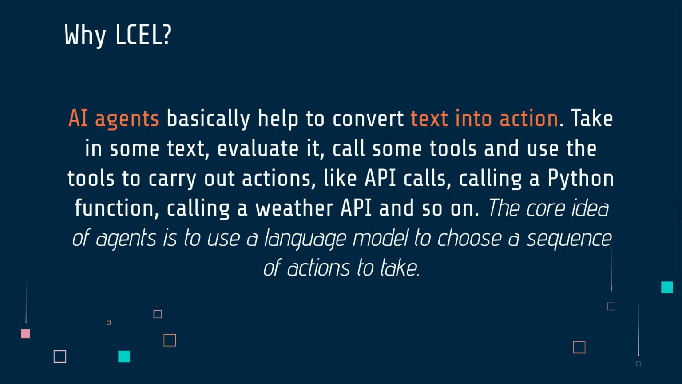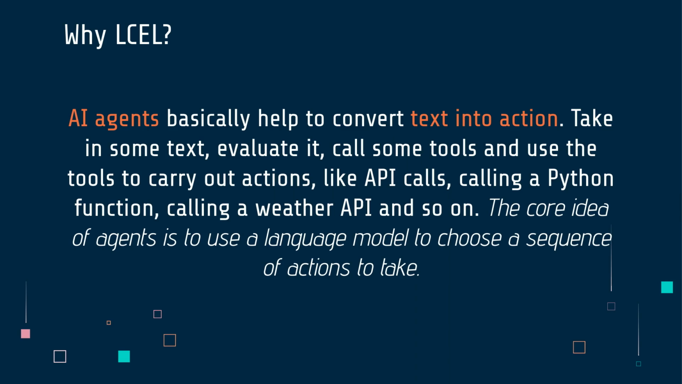Let's use an example. I want to build an AI system, and whenever I tell it, hey, turn on the lights in my room, it does so. How can I do that? That's where agents come into play. An agent can take your text, understand it, and then use it to perform different actions. So it takes some text, evaluates it, calls some tools, and uses the tools to do different things. Let's say we tell our agent, whenever the user is trying to turn on the light, use this tool, which is basically an API that turns on a device in my room, which triggers the light to come on. That's basically what you can think of.